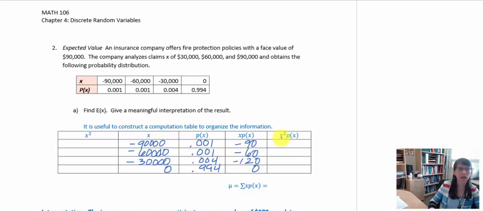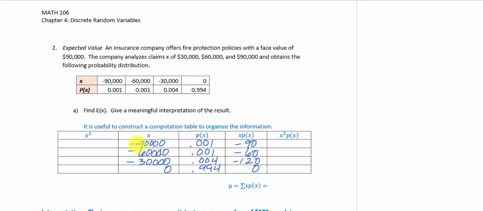In order to complete the last column, x squared px, we first need to know how much x squared is, and this is where we're going to work carefully. If we're looking for x squared, that means we're taking the entire quantity of x and multiplying it by itself. So we would have a negative multiplied by a negative. So that means the x squared values should always be positive numbers. So our first x squared value would be negative 90,000 multiplied by negative 90,000, and that gives us 8,100,000,000. Negative 60,000 squared would give us 3,600,000,000. Negative 30,000 squared will give us 900,000,000, and 0 squared will give us 0.